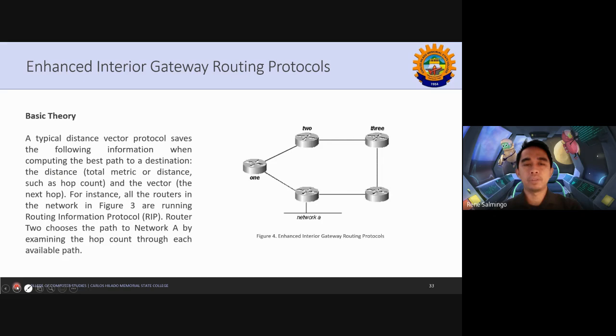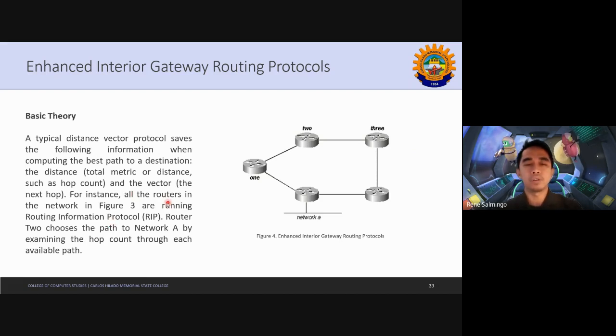So what's the basic theory? A typical distance vector protocol saves the following information when computing the best path to a destination. Instead of establishing a network, it calculates the distance, on how many connections you want to have. For example, you have one, two, three. So you have three distances, so a hop count of three, and the vector.